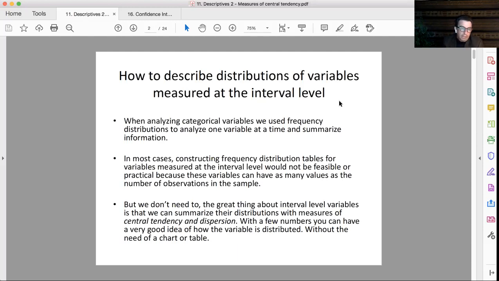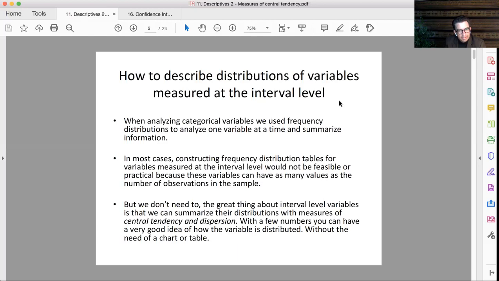Now, in most cases, constructing frequency distribution tables for variables measured at the interval level would not be feasible. For example, creating a table of all the values of the variable age. If we have thousands of observations, we can potentially have hundreds of values. So creating a table to analyze a variable like this is not feasible, but we don't need to.